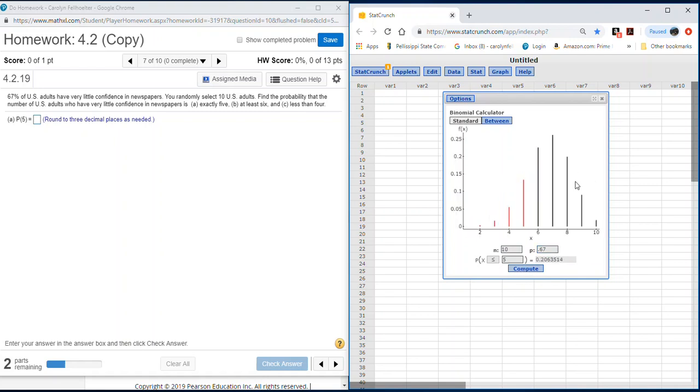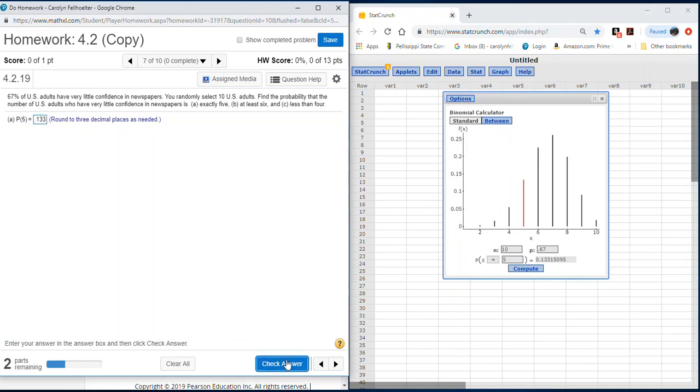We're just going to go ahead and let it compute, and the first question asks for what's the probability that exactly 5 out of the 10 that we asked would have little confidence in newspapers. So we change this to equals, and this needs to be 5, and that gives us a probability, rounding to 3 decimal places, of 0.133.